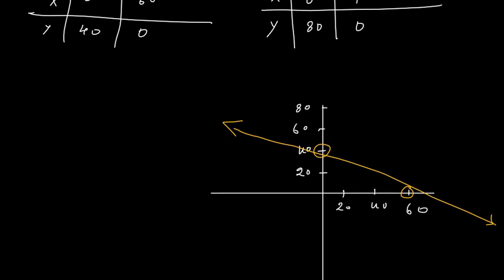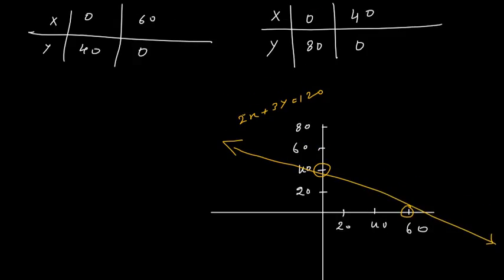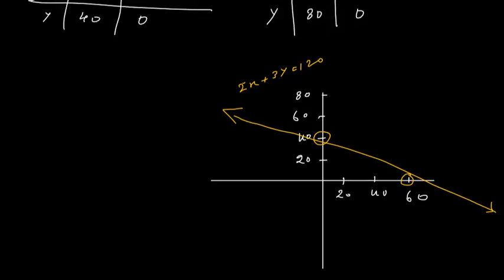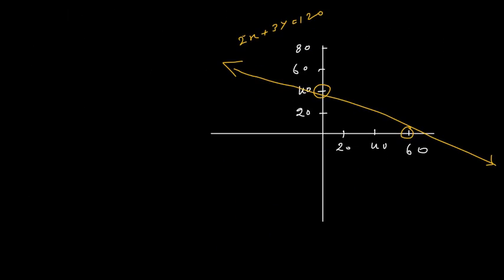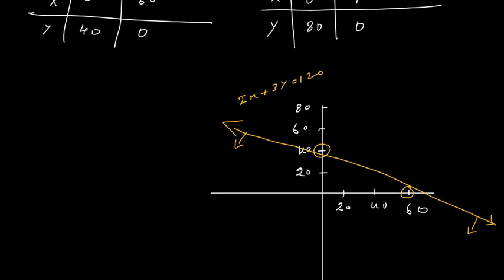This is my equation, 2x plus 3y equals 120. Now my inequality is less than or equal to 240, so 0, 0 satisfies. That means this side will be the feasible region. The second equation is 6x plus 3y equals 240, so 0, 80 is this point and 40, 0 is this point. Again I will draw a line which will pass through these 2 points.